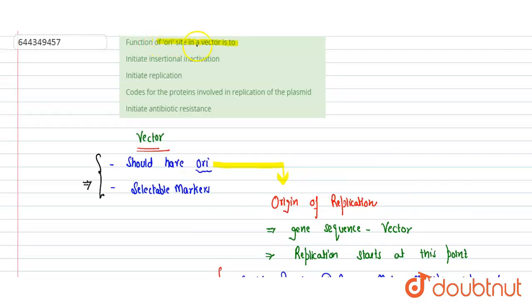Now, function of ORI site in a vector is to initiate insertional inactivation. This is wrong. That is one of the characteristics of the selectable marker. Initiate replication. That is very correct. Codes for protein involved in replication of the plasmid. This is wrong. Initiate antibiotic resistance. That is again the characteristic feature of the selectable marker. So this is incorrect. Correct is option B.